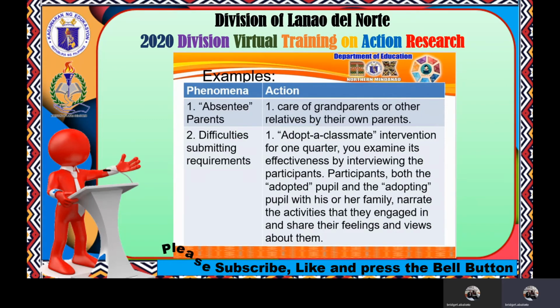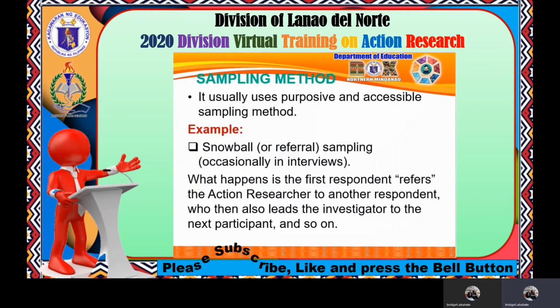Okay. Any question with regards to the types of qualitative action research? Now, let's come to the sampling method of qualitative action research.